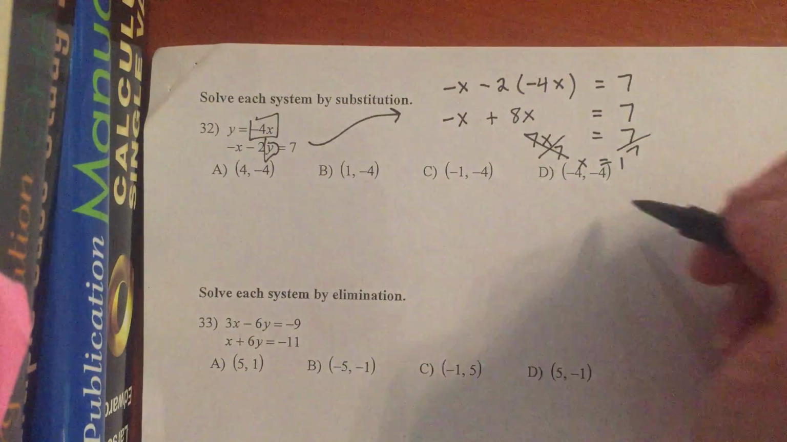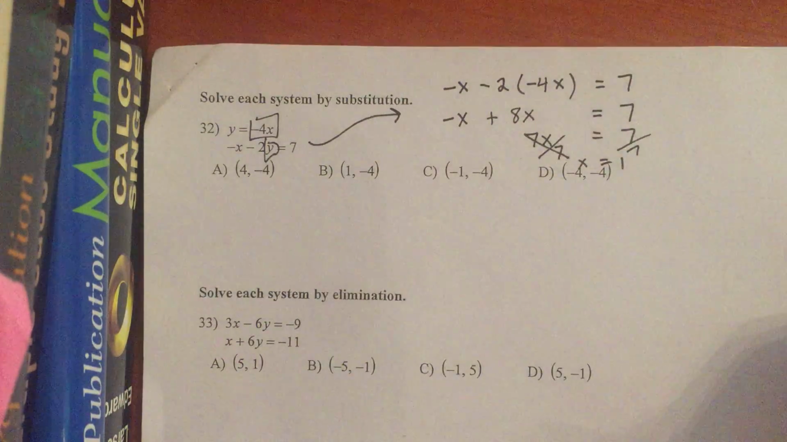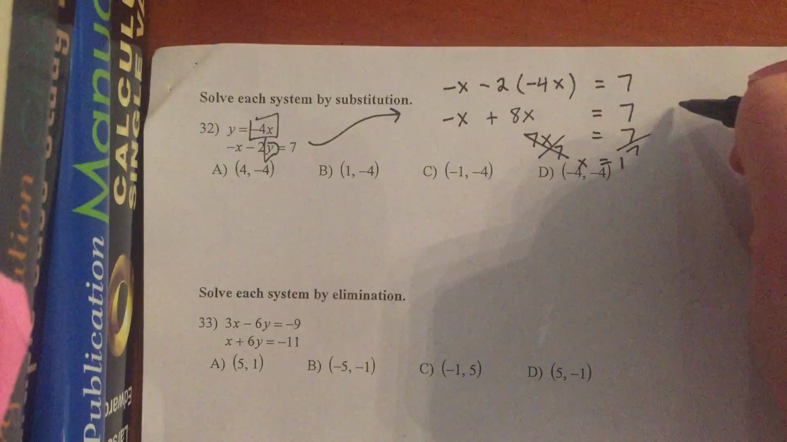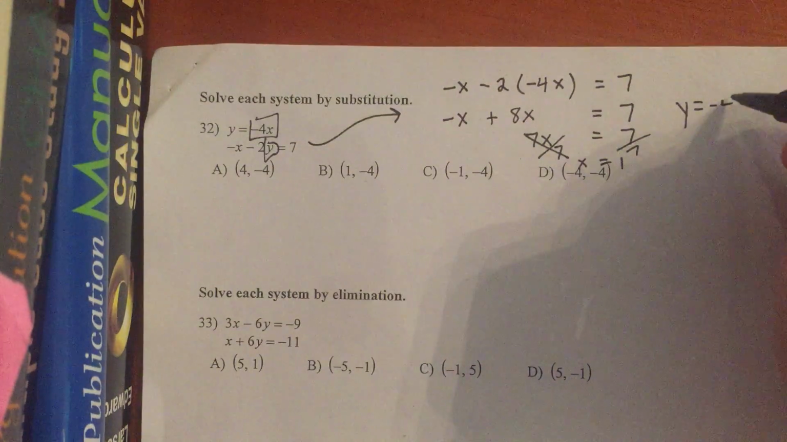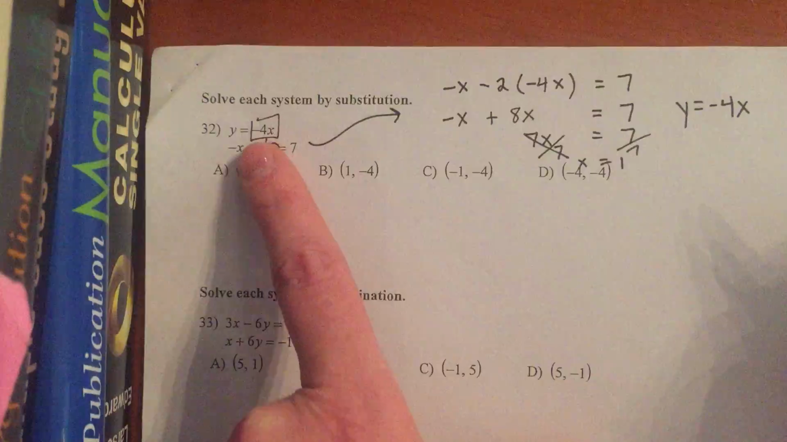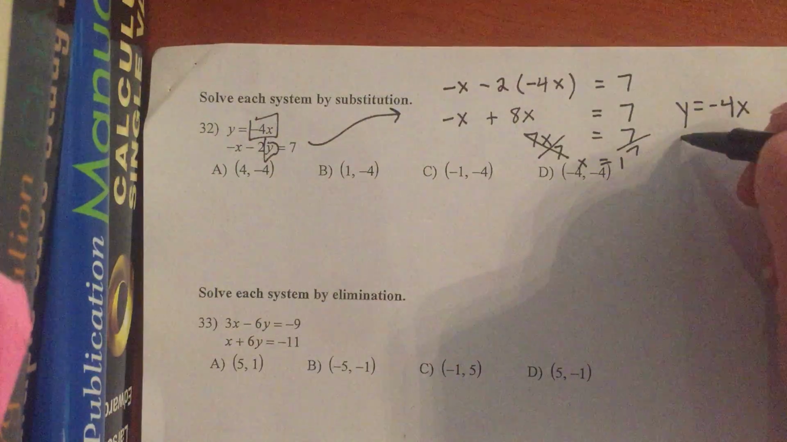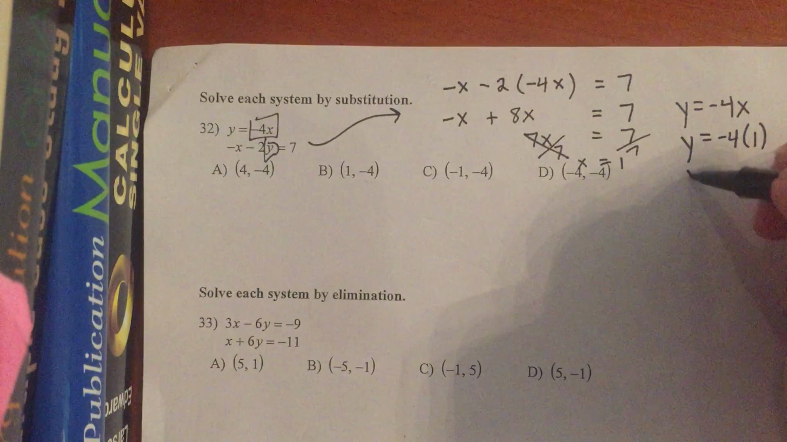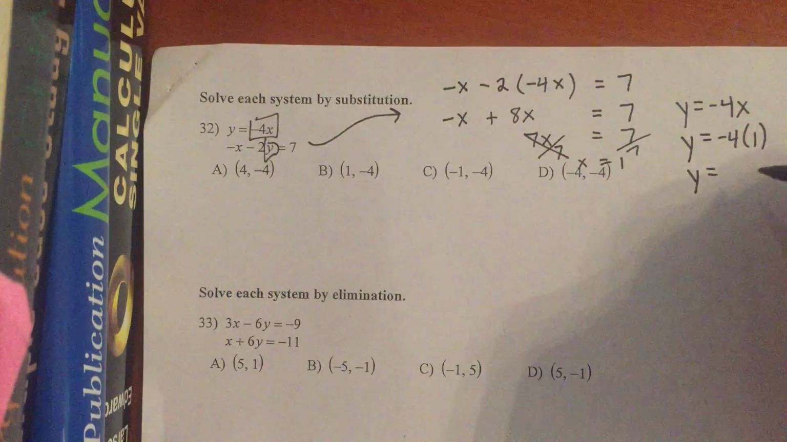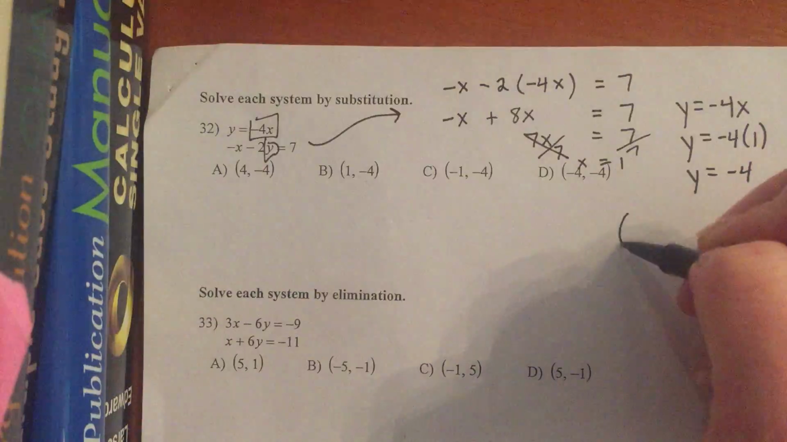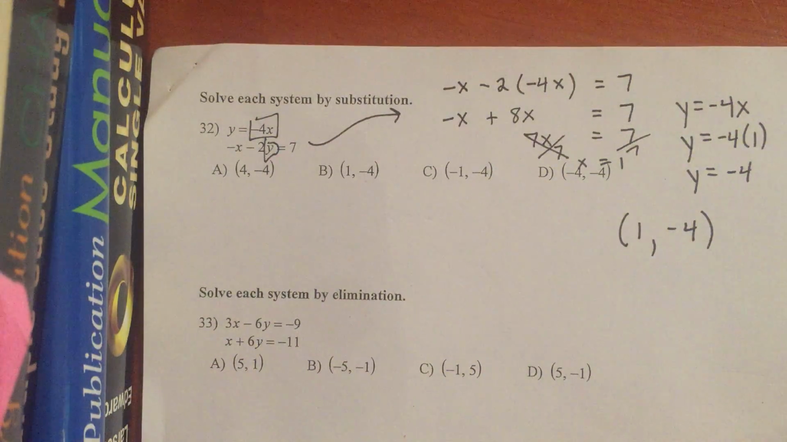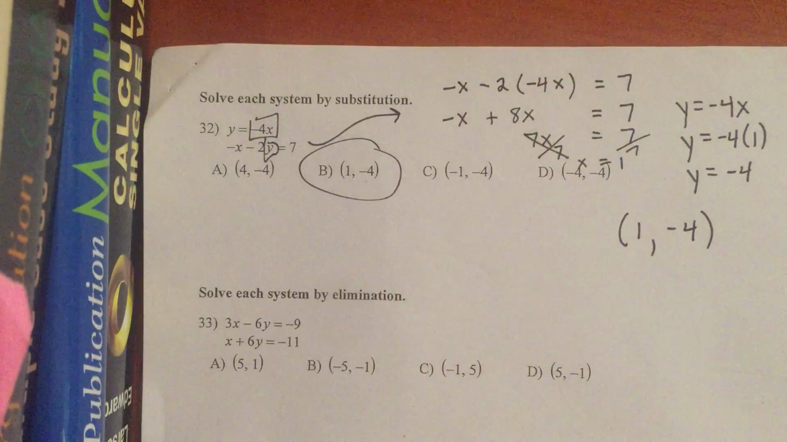I need to substitute that back into one of my other equations to solve and find y, so I can find my point. So I had y equals negative 4x as my first equation right up here. And if x equals 1, then I can replace x with 1. So negative 4 times 1 is just negative 4. And my x value is 1, my y value is negative 4, and that's my solution, which is B.